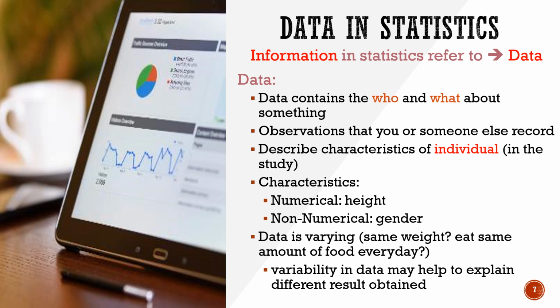The observations collected or recorded will vary. For example, different patients will have different sugar levels. Different retailer companies will have different profits. Therefore, this variability needs to be analyzed to explain the differences. The information collected will have different characteristics, and these characteristics can be either numerical or categorical, or we can call it non-numerical. And these characteristics are called variables.